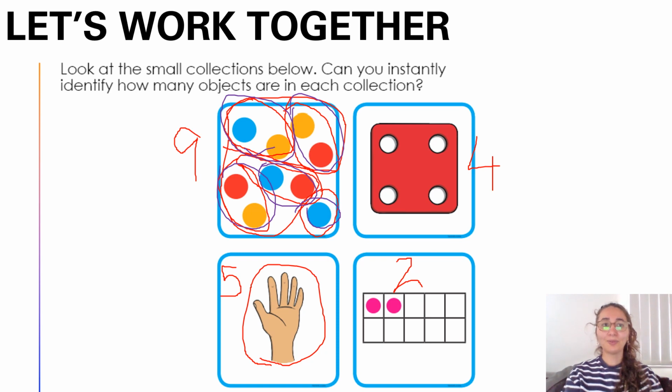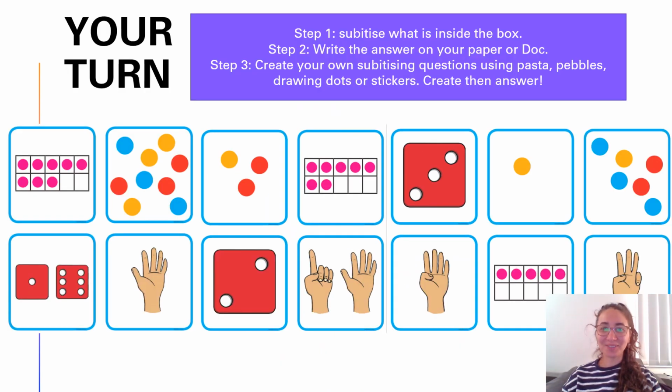Now you can pause the video, re-watch my instructions again to really understand it, or come with me to the next slide and complete the activity. Okay, so now it's your turn. When we do this activity, you'll have the steps up the top to remind you. So step 1, subitize what's inside the box. So just like what we did before in the previous slide with myself, you'll be completing the subitizing activity.